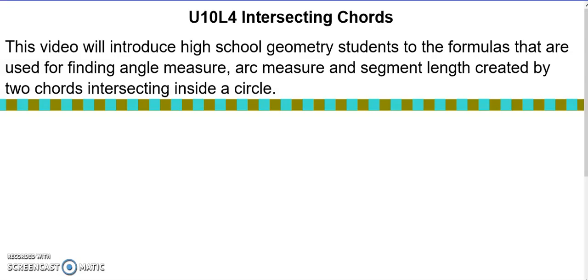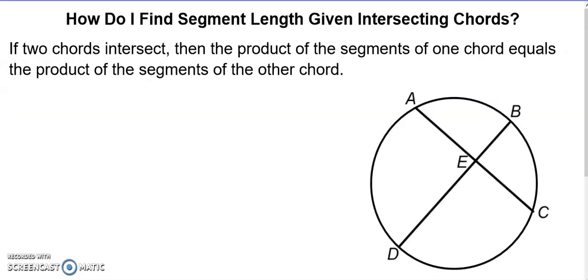Patriots, in this video we are going to be looking at what happens when two chords intersect inside a circle. We're going to take those chords and find segment lengths, angle measures, and arc measures. So let's talk about segment lengths.